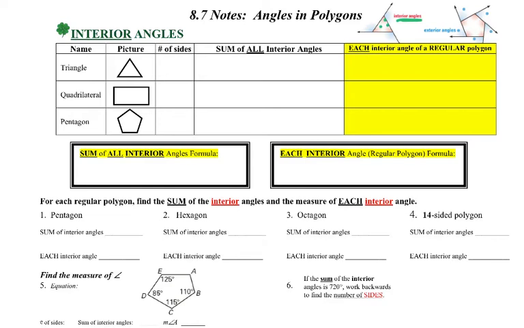Okay, so we'll start off with one we know, which is a triangle. How many sides are in a triangle? Right, 3. How many degrees do all the angles inside a triangle add up to? Right, 180. If a triangle is a regular polygon, meaning all equal sides, and therefore all equal angles, how many degrees in each angle? Right, 60 degrees each. Okay, that's one we know.